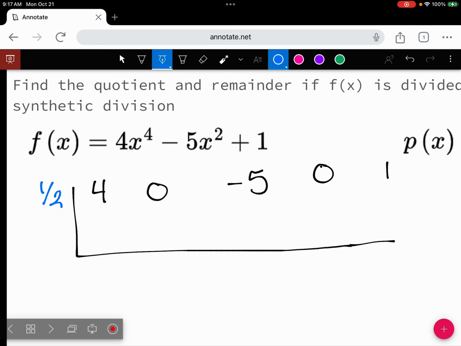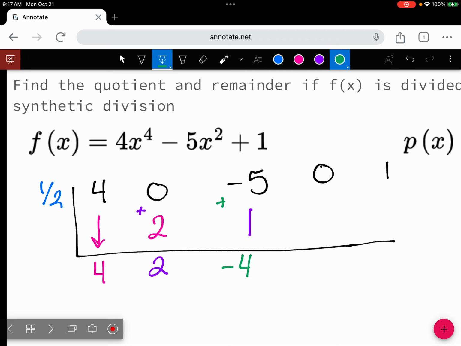1/2. Which is fine. We can do that. It does not change the process if this is a fraction. It's exactly the same. So our 4 is still going to drop. We still take our bottom times the left. 4 times 1/2. That gives me 2. Then we add. 0 plus 2 is 2. 2 times 1/2 is 1. Negative 5 plus 1 is negative 4.